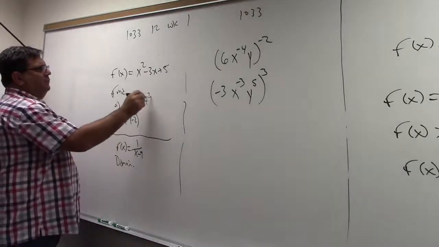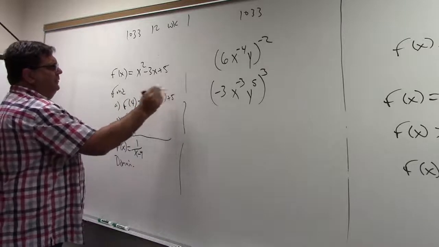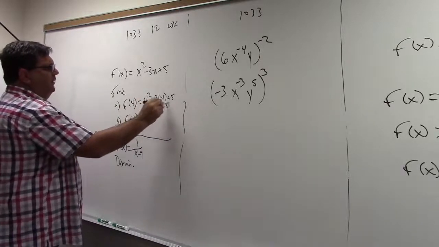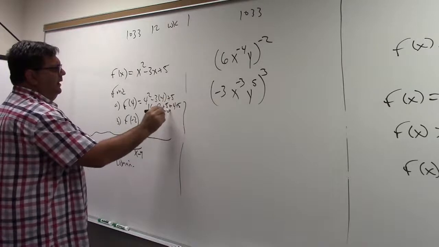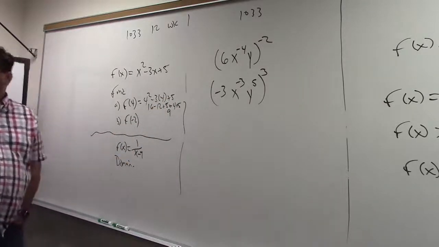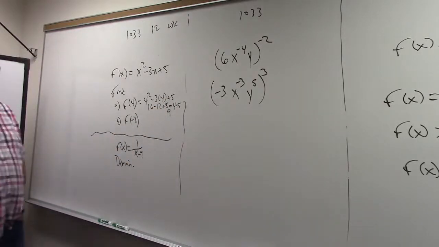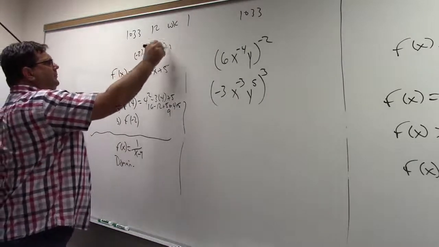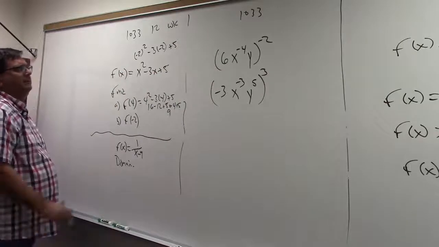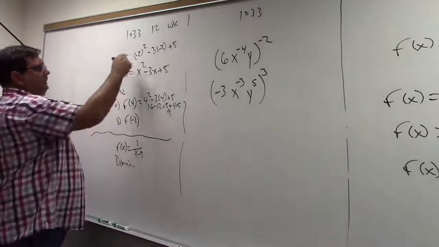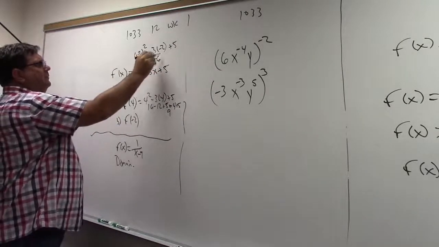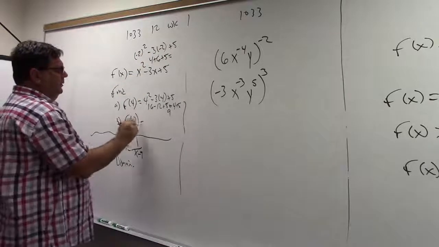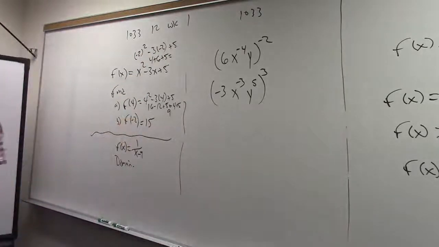All right, so this is 4 squared minus 3 times 4 plus 5. 16 minus 12 plus 5. 4 plus 5 is 9, right? Yeah. All right, f of negative 2. Negative 2 squared minus 3 times negative 2 plus 5. This is a positive 4 since it's squared, right? Yep, positive 4 plus 6 plus 5. We're looking at 15. Okay. You got 15? Yeah. I didn't understand the bottom part.